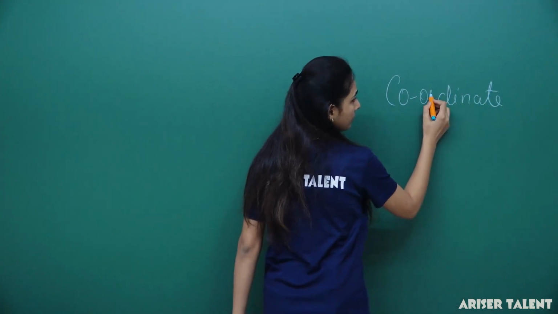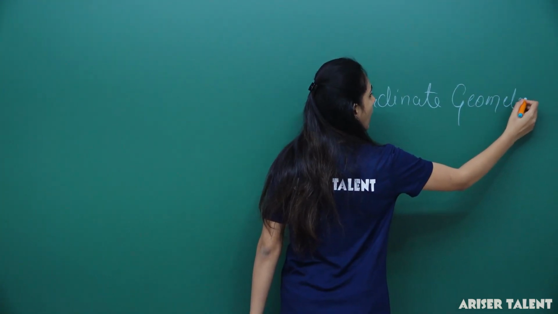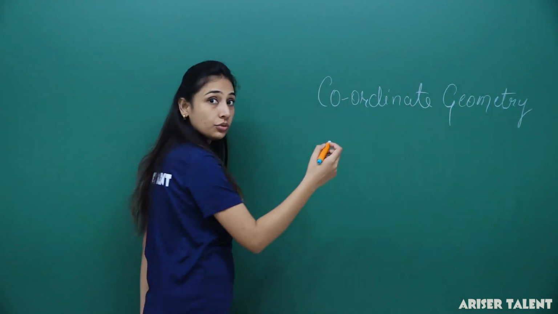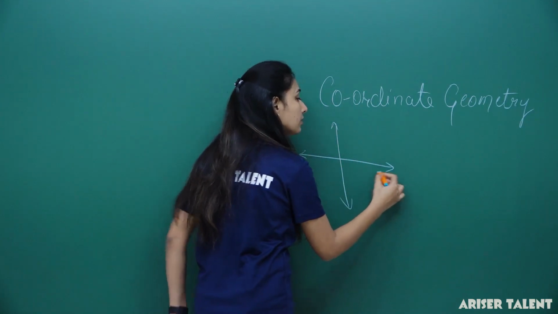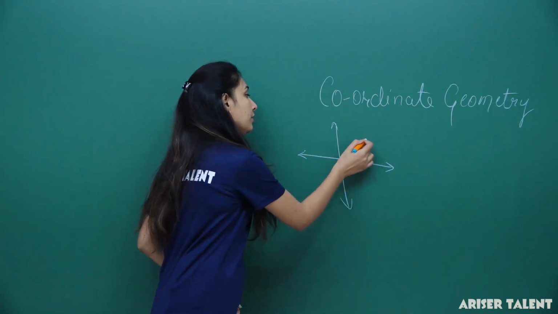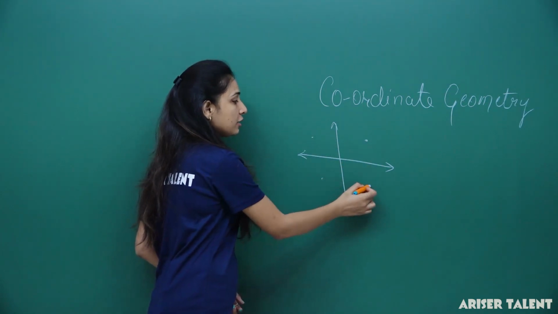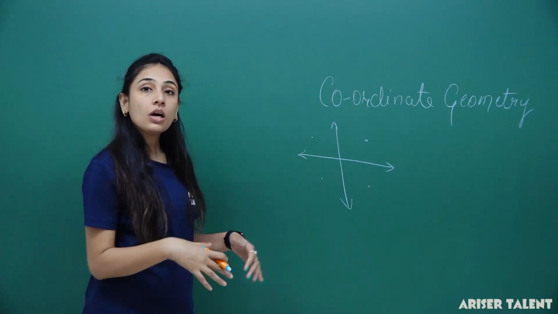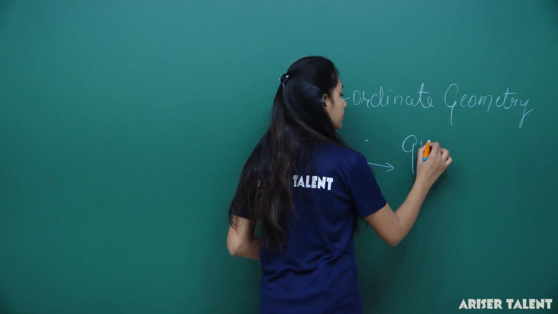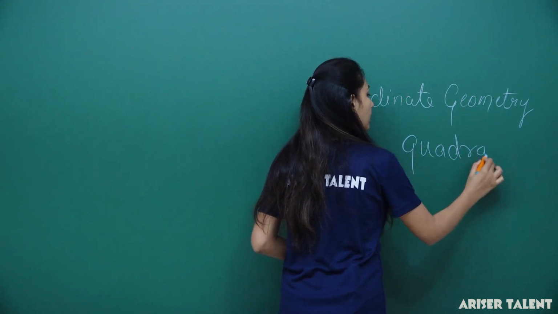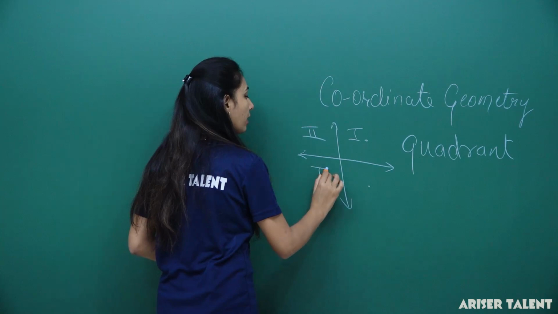Alright, and I've told you about these two axes, the x-axis and the y-axis, right? And we had points in this part, this part, this part, and this part. That means the four parts. Now, what are these four parts called? Quadrants. Okay, so we have covered the first, second, third and fourth quadrant.